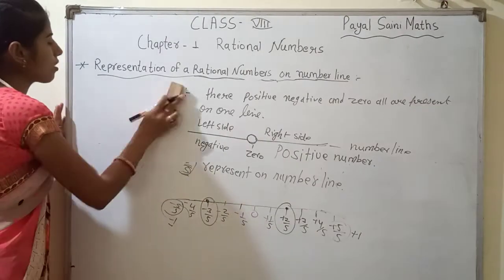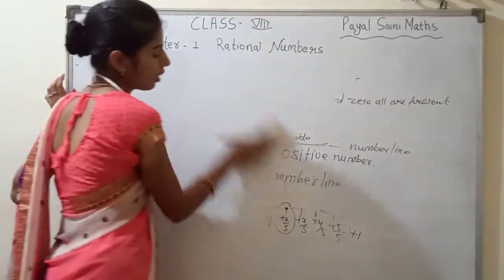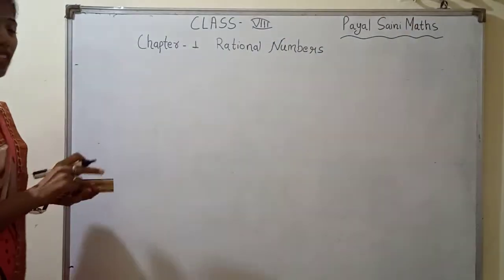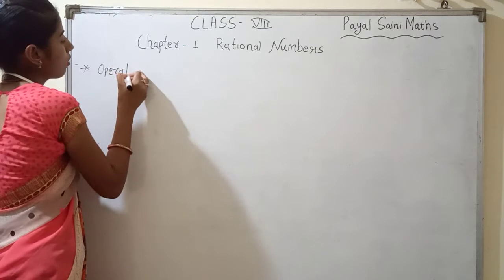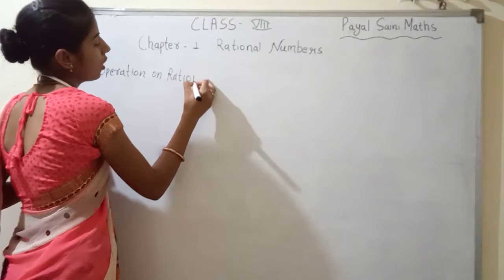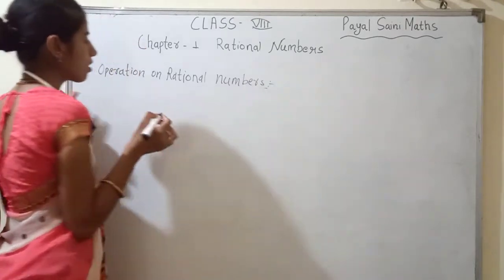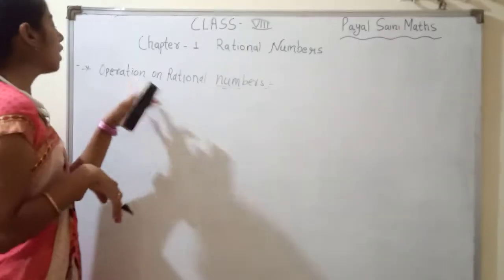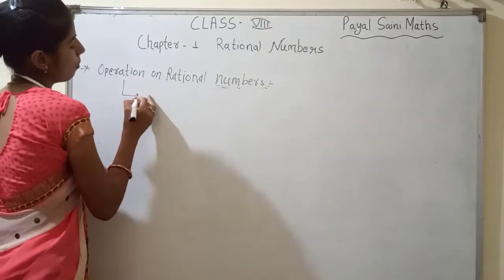Now our next topic is operation on rational numbers. We know that in our mathematics there are only four operations. Operation on rational numbers means we calculate and check on rational numbers. Which are the four operations? First operation is addition.